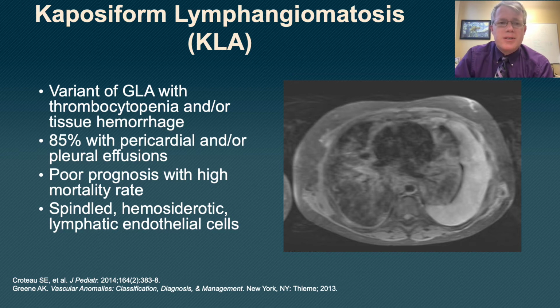What does distinguish KLA from GLA is that a vast majority, if not all, KLA patients have some pericardial, mediastinal and/or pleural involvement. And the other big distinction about the pleural involvement is that the pleural effusion is frequently, if not always, bloody. Unfortunately, KLA, as we all know, has a very poor prognosis with a high mortality rate, and its pathologic characteristic is the spindled hemosiderin-laden lymphatic endothelial cells seen on biopsy.